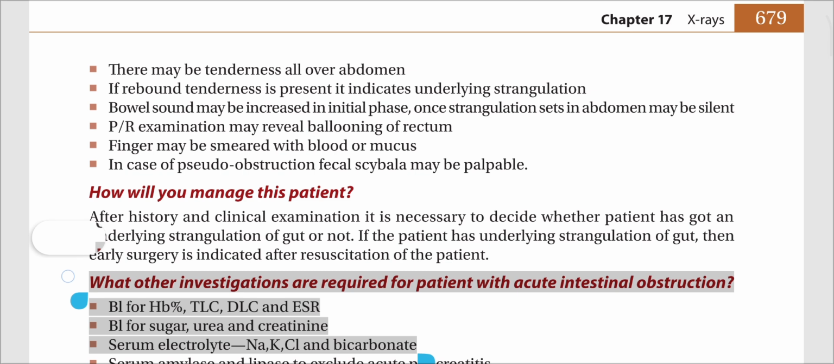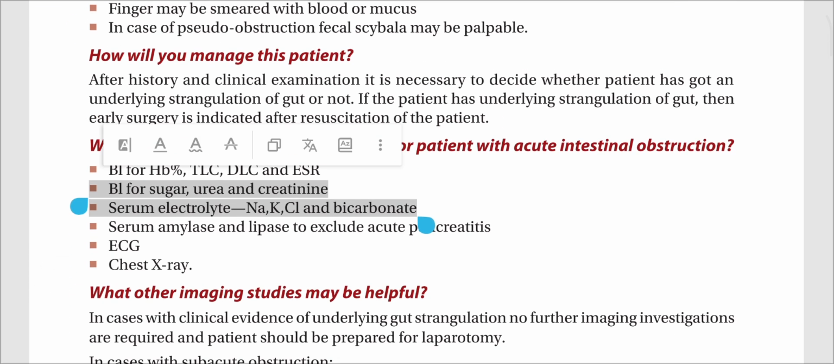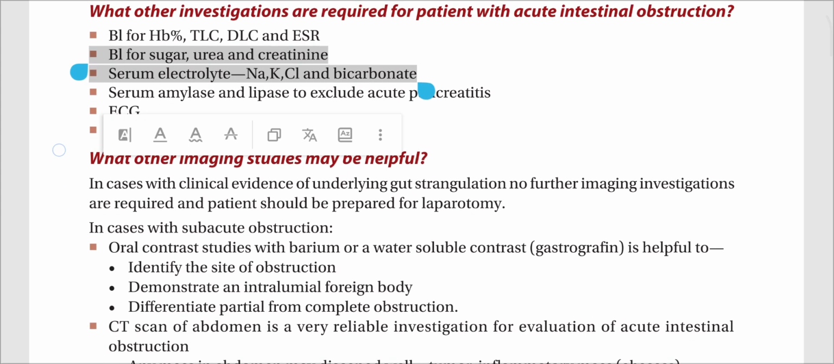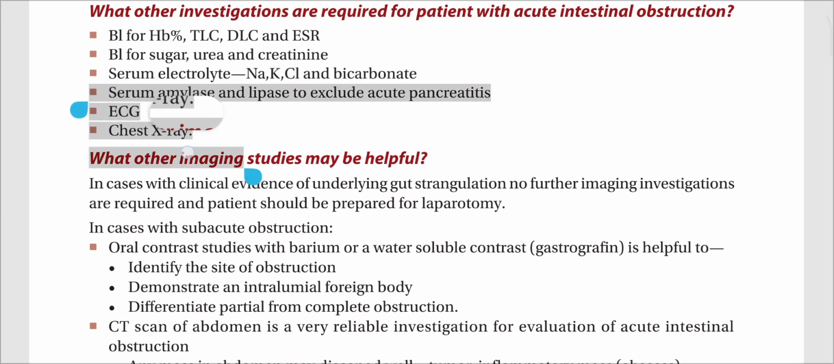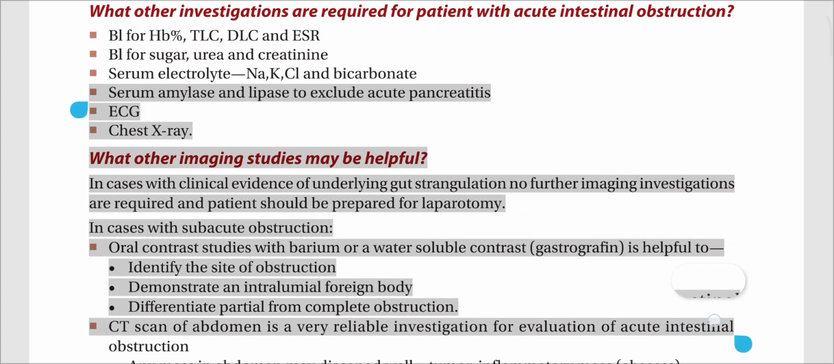What other investigations are required for a patient with acute intestinal obstruction? Blood for Hb%, TLC, DLC and ESR. Blood for sugar, urea and creatinine, serum electrolytes: Na, K, Cl and bicarbonate. Serum amylase and lipase to exclude acute pancreatitis. ECG, chest X-ray. What other imaging studies may be helpful?